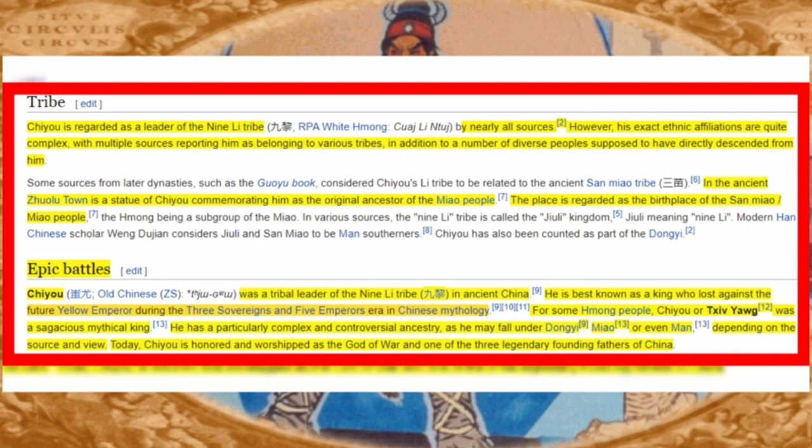Epic battle. Chiyou was a tribal leader of the Nine Li tribe in ancient China. He is best known as a king who lost against the future Yellow Emperor during the Three Sovereigns and Five Emperors era in Chinese mythology. For some Hmong people, Chiyou was a sagacious, mythical king. He has a particularly complex and controversial ancestry, as he may fall under Dongyi, Miao, or even Man, depending on the source and view today. Chiyou is honored and worshipped as the god of war and one of the three legendary founding fathers of China.